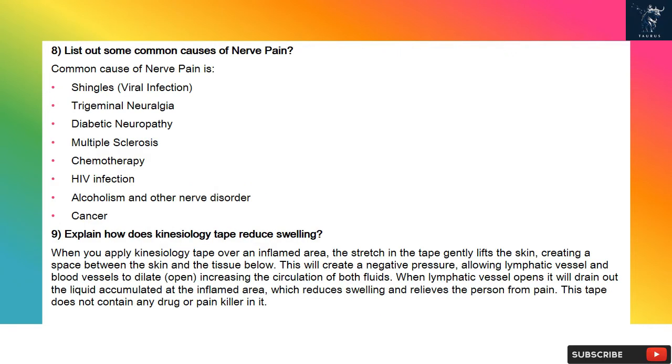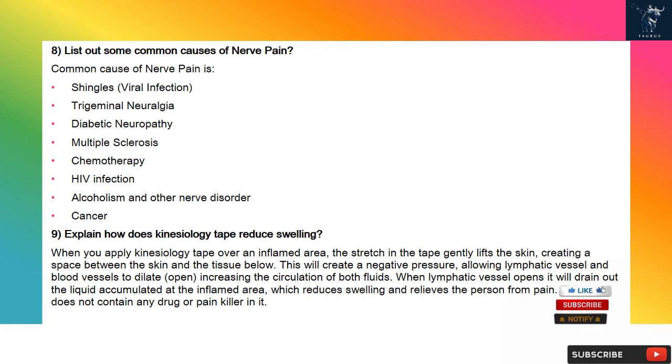8. List out some common causes of nerve pain. Common causes of nerve pain are shingles, viral infection, trigeminal neuralgia, diabetic neuropathy, multiple sclerosis, chemotherapy, HIV infection, alcoholism and other nerve disorders, cancer.